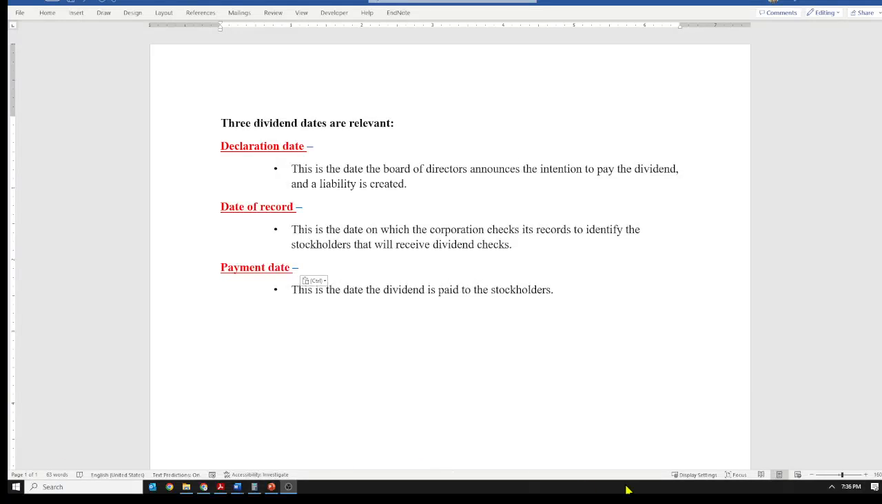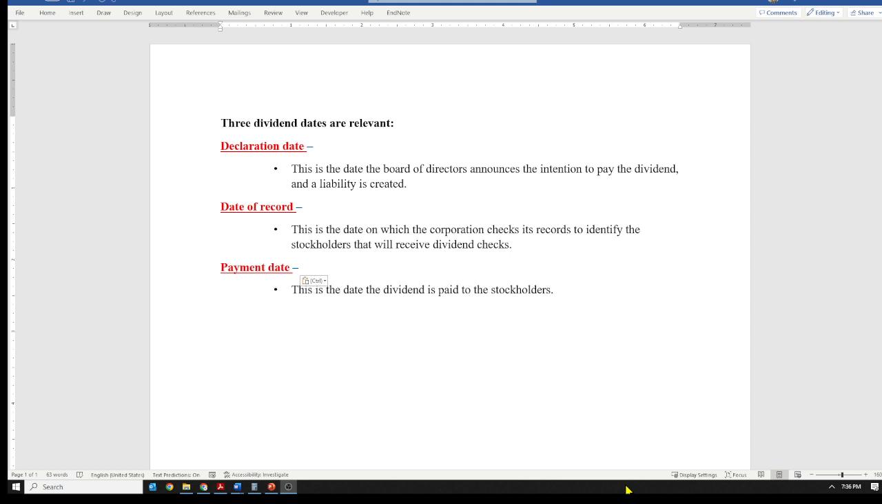All right, the last part of chapter 13, we have cash dividends. A profitable corporation may make distributions to stockholders in the form of dividends. Dividends can be paid in the form of cash, stock, or other property, and we're going to practice with dividends being paid in the form of cash.